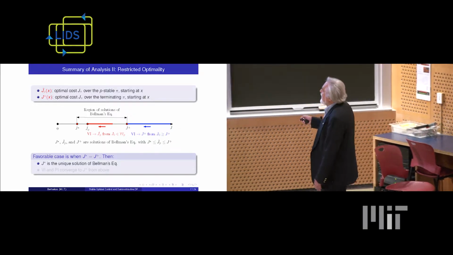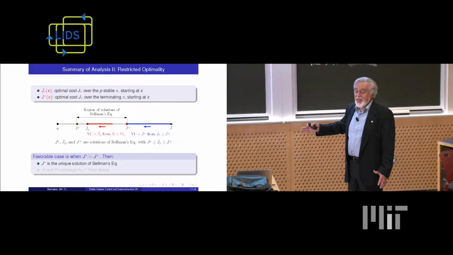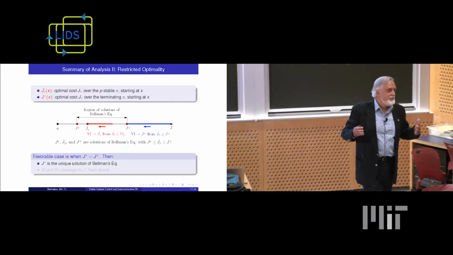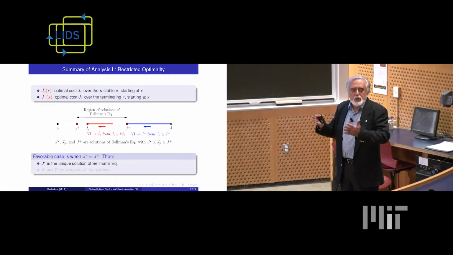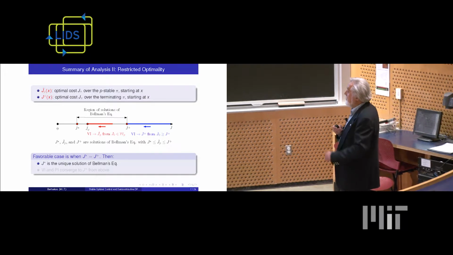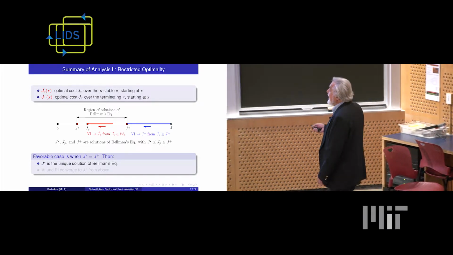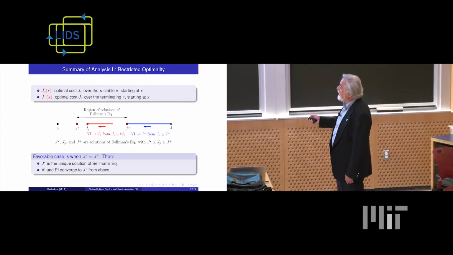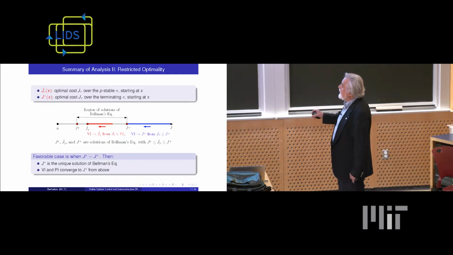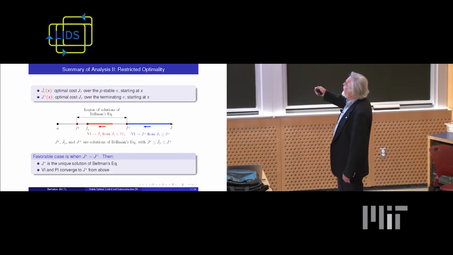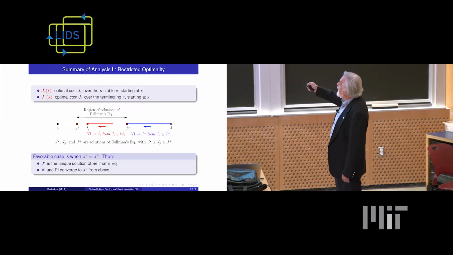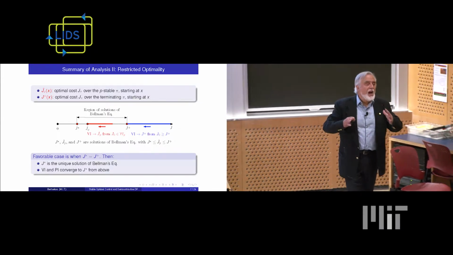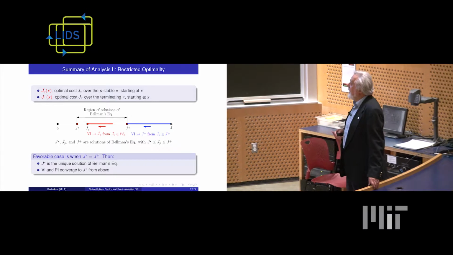Now, there is a favorable case here. That's the one where J star is equal to J plus. Then Bellman's equation has a unique solution. In other words, if you can approximate the optimal cost with terminating policies, let's say epsilon optimal terminating policies for epsilon arbitrarily small, then you get J star equals J plus, and then J star is a unique solution of Bellman's equation. And moreover, there is a region of convergence result that I'm going to get to shortly. Value iteration from any initial condition above J plus converges to J plus, and in the favorable case, it converges to J star from above. So things work out when the two coincide, J plus and J star.